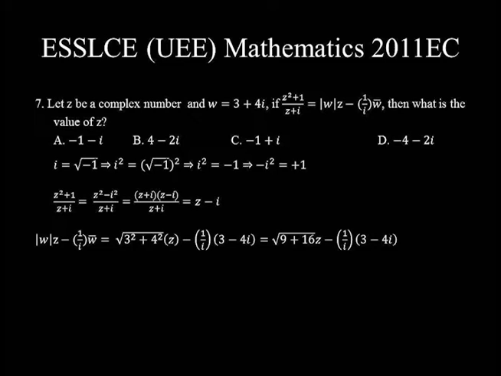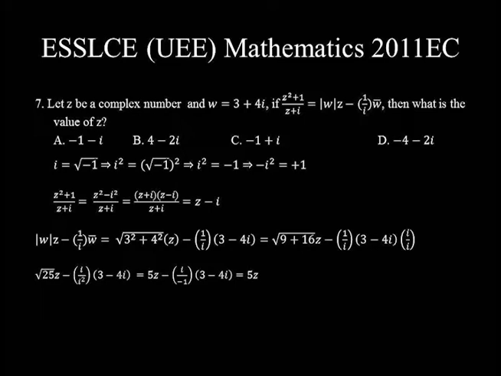To remove i from the denominator, let's multiply both the numerator and the denominator by i, which is equal to 9 plus 16 is 25, times z minus 1 times i is i, divided by i times i is i squared, times 3 minus 4i, which is equal to the square root of 25 is 5, z minus i divided by i squared is negative 1, times 3 minus 4i, which is equal to 5z.